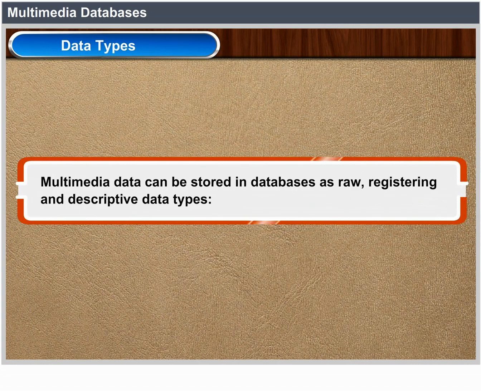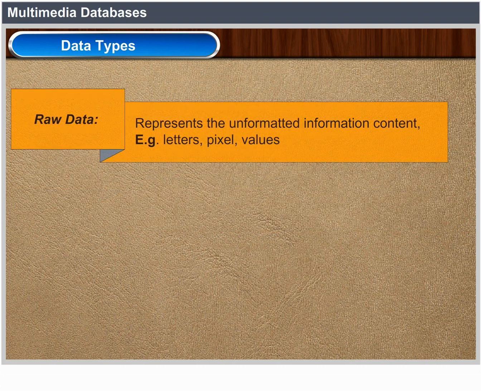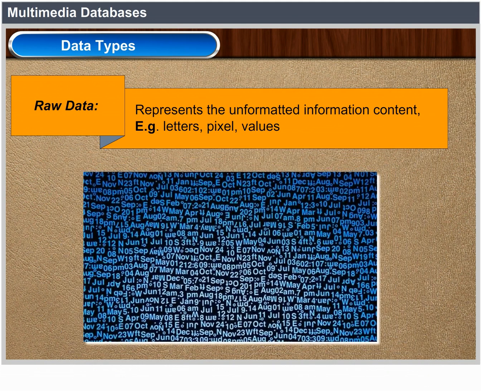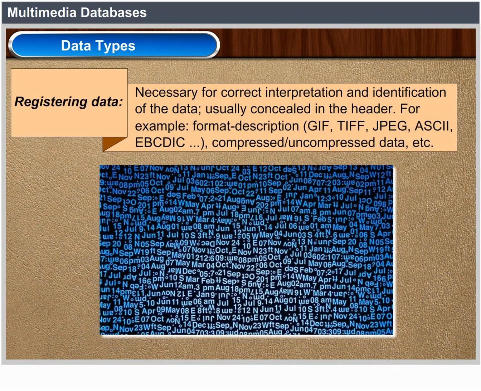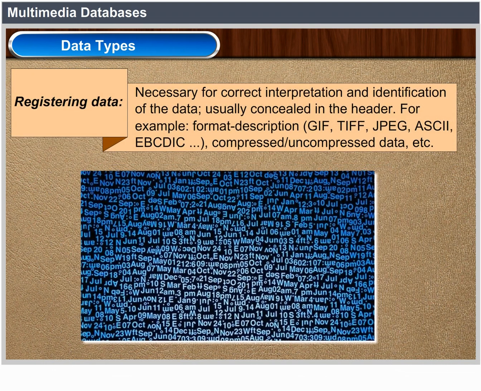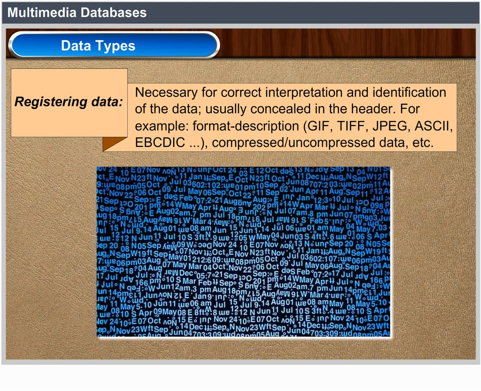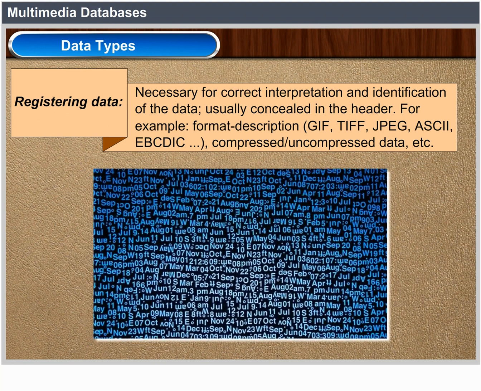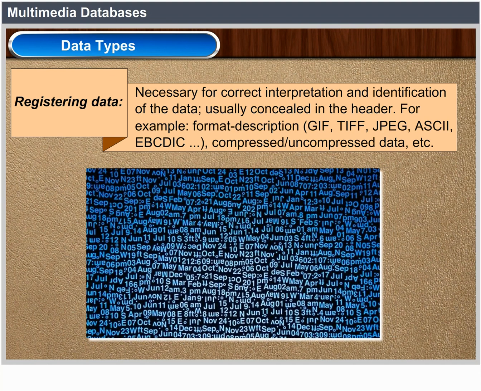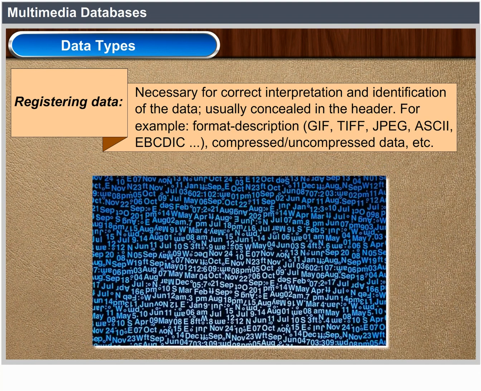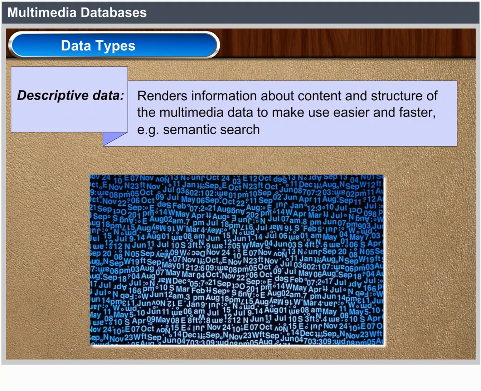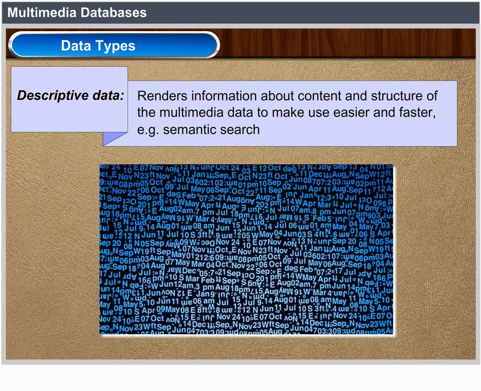Data types. Multimedia data can be stored in databases as raw, registering, and descriptive data types. Raw data represent the unformatted information content, for example, letters, pixel values. Registering data are necessary for correct interpretation and identification of the data, usually concealed in the header, for example, format description, GIF, TIFF, JPEG, ASCII, EBCDIC, etc., compressed or uncompressed data, and so on. Descriptive data give information about content and structure of the multimedia data to make use easier and faster, for example, semantic search.